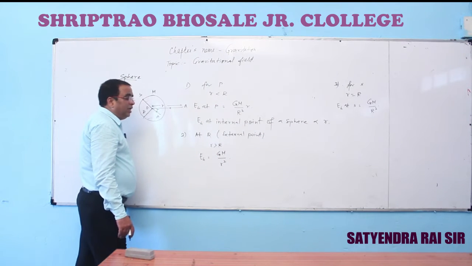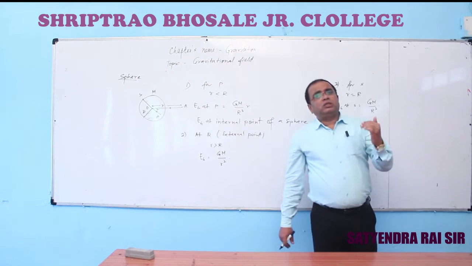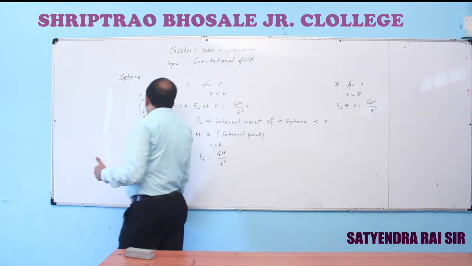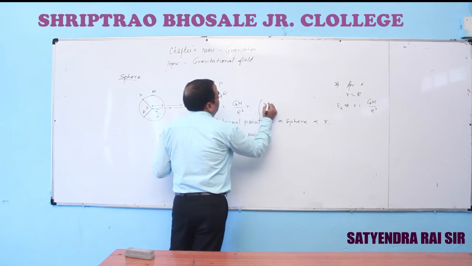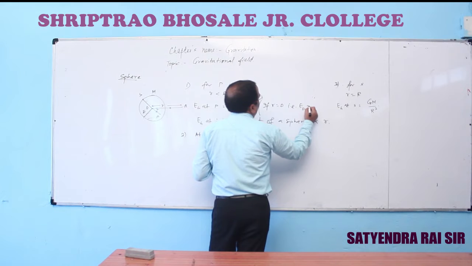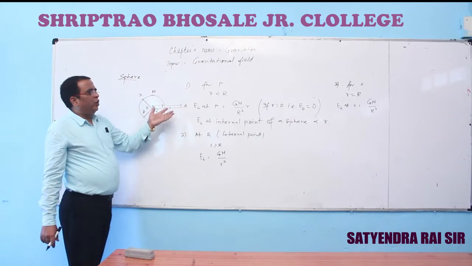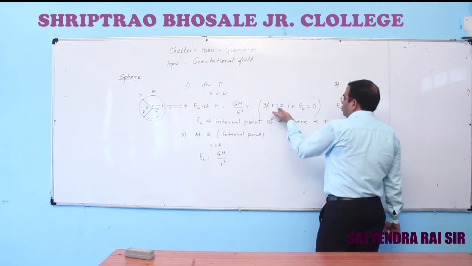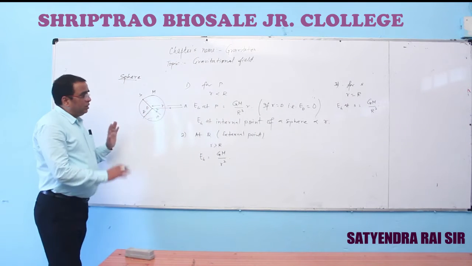That means E varies linearly with small r. As we go toward the surface, we can see the field is increasing. And obviously, if small r is 0, that means E at O will also be 0. Why? Small r is 0 at the center, and putting 0 over here, 0 into whatever is 0, so there is no field at the center of our sphere.